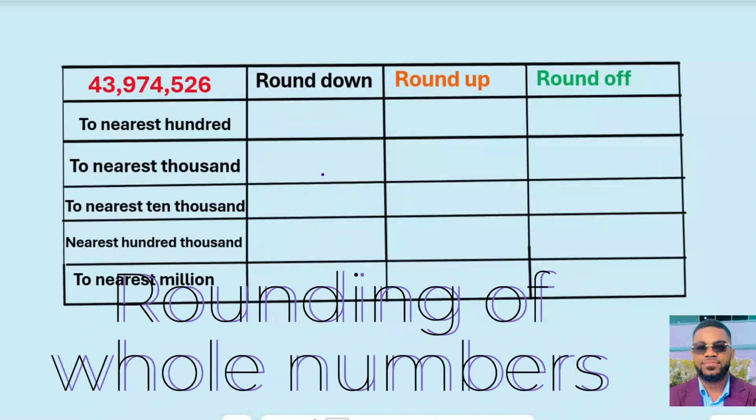Today's lesson, we're going to talk about rounding of numbers. This time, we're going to round down, up, and also off. What do you mean by that? Let's see how we're going to answer these questions here.